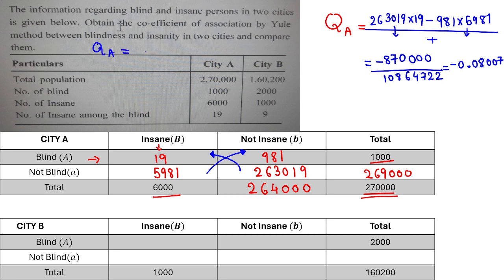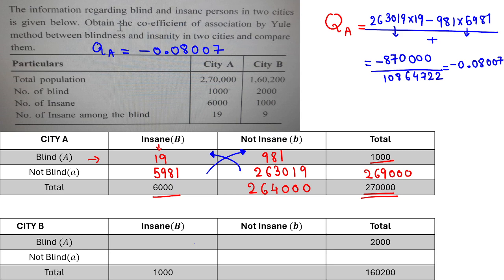So what I find out, my QA value is minus 0.08007. What I observe, it is negative and close to zero, so it is weakly associated in a negative sense.